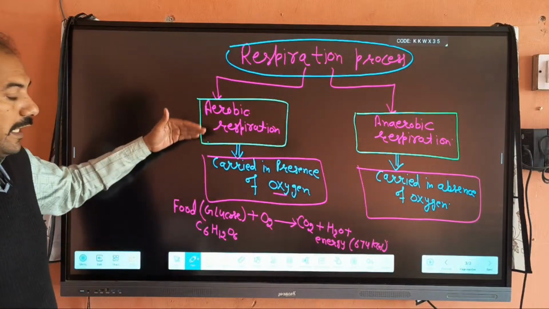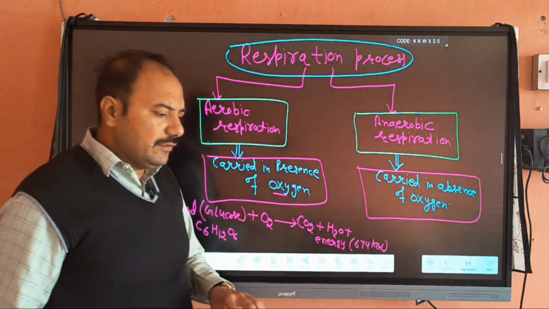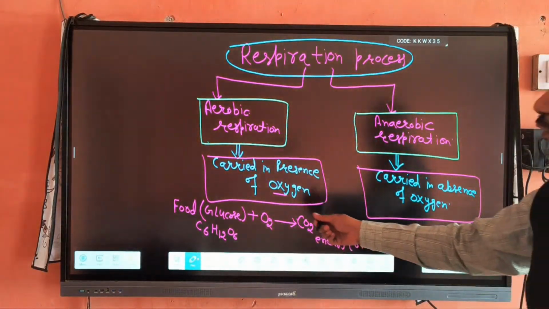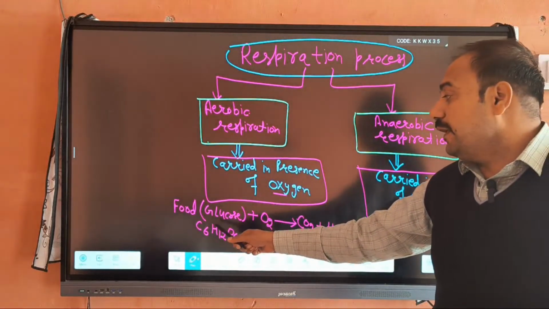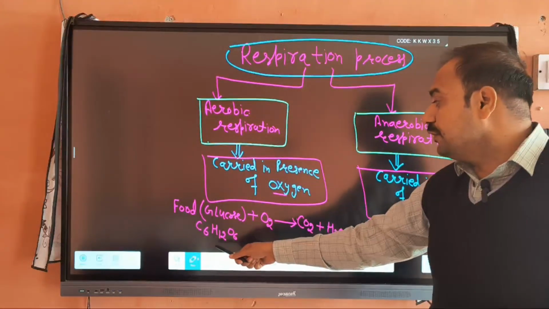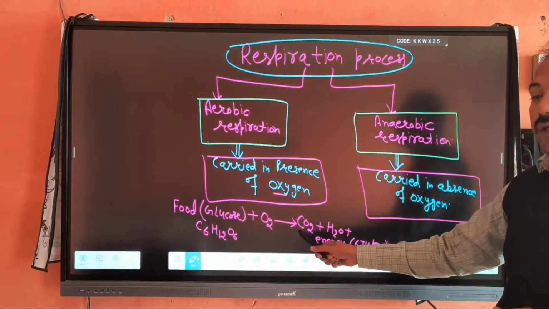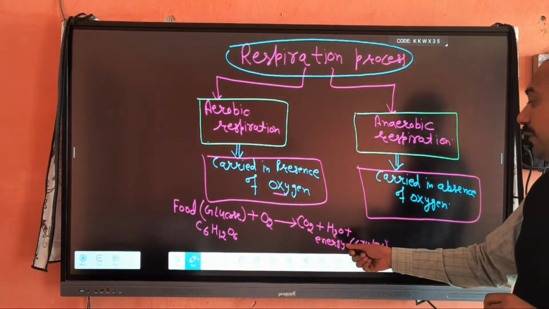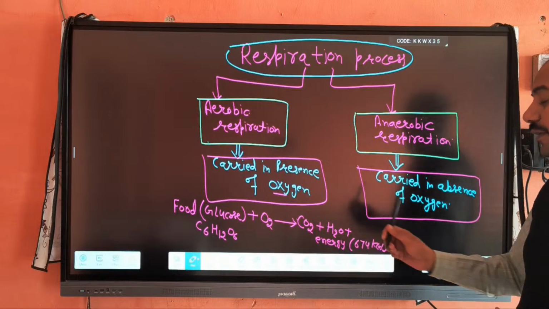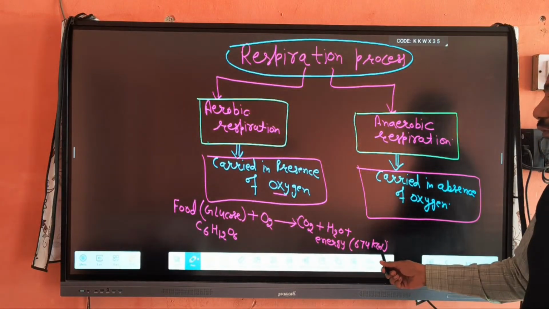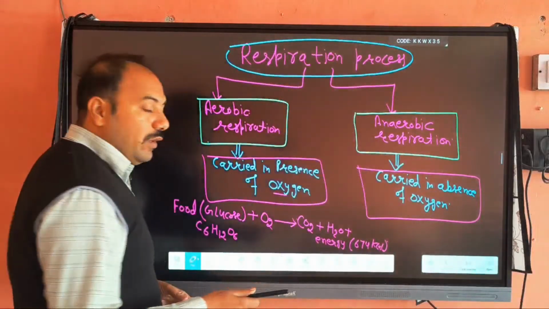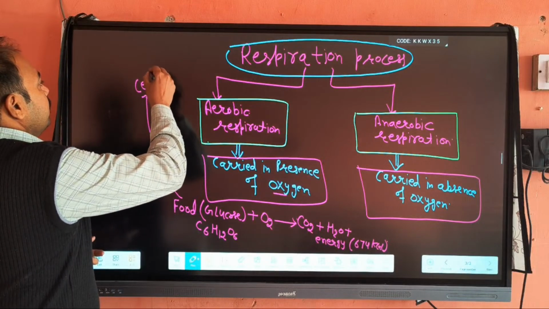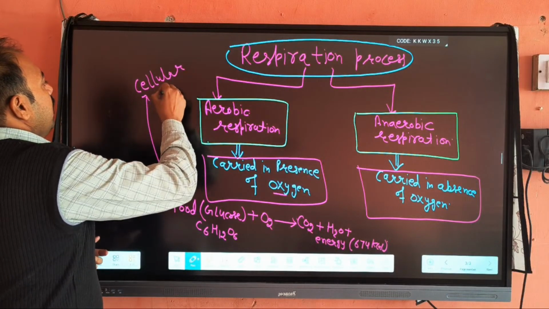This is the aerobic respiration process, or simply the aerobic respiration reaction. Food plus O2, that is, food converted into glucose, and when glucose reacts with oxygen, they form CO2, carbon dioxide, and water, H2O, plus energy. How much energy is produced? 674 calories. This process is known as cellular respiration.